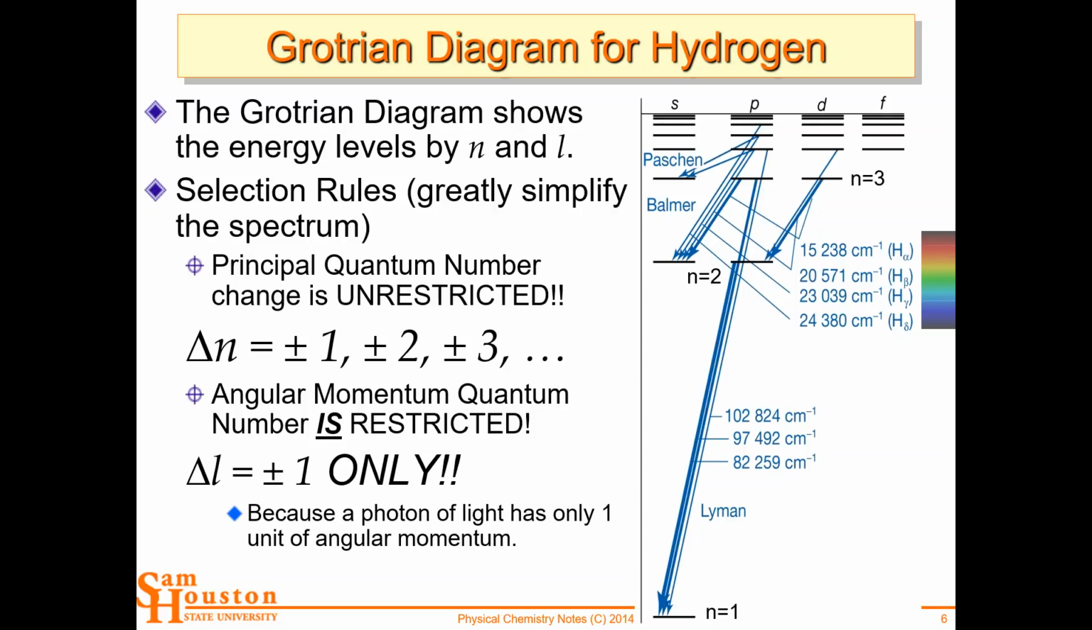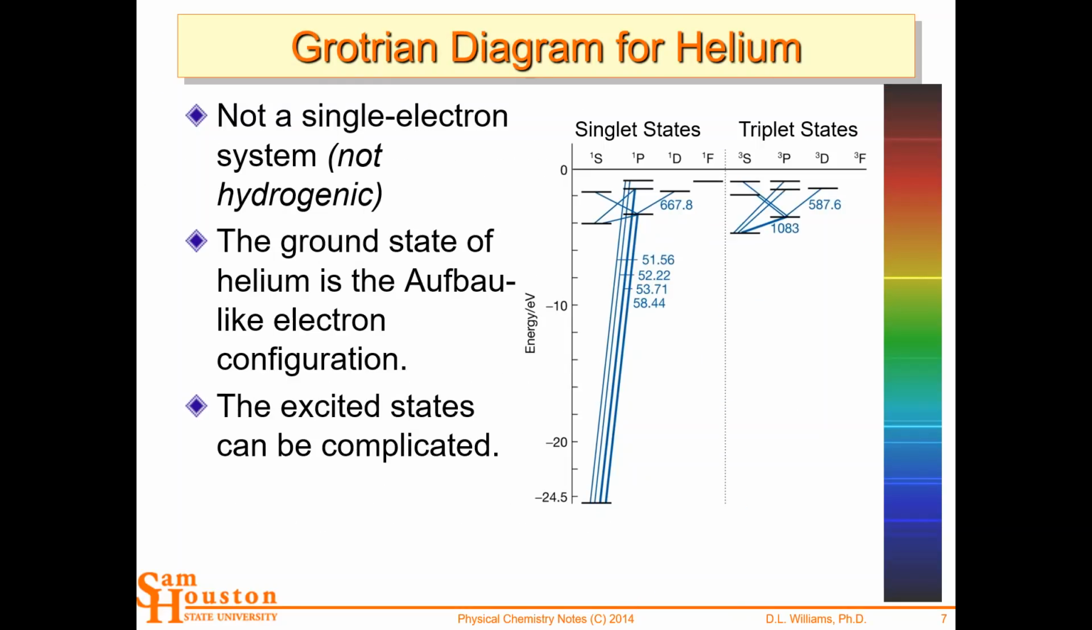Let's go to a little more complicated Grotrian diagram. Here's helium. Now that we have 2 electrons, they can be spin paired or spin unpaired. If they're paired up, even in different orbitals, they're still paired up, that's a singlet. And if they're unpaired, even in different orbitals, that's a triplet. So we have 2 sides to our Grotrian diagram in this case. We have the singlet states and we have the triplet states.